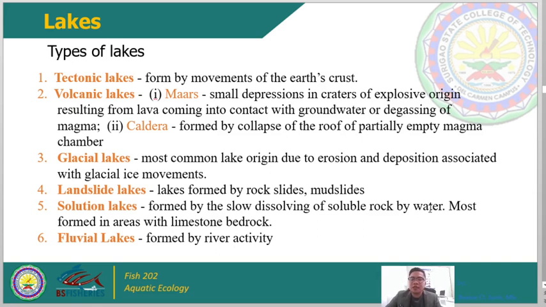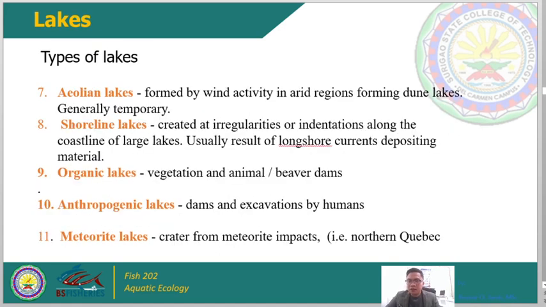Sixth is fluvial lakes, formed by river activity, no? Kasagaran ng mga river activities like floods and so on and so forth. Ma-form na sila kasagaran dito sa kanang mga lakes by the rivers. And then here we have another type, aeolian lakes, formed by wind activity in arid regions forming dune lakes. Generally, temporary lakes lang sila. Another, shoreline lakes created by irregularities or indentations along the coastline of large lakes, usually the result of longshore currents depositing materials. So na mga lakes ma-form because of kanang mga minerals and substrates and siltations coming from the coast areas or coastal areas.